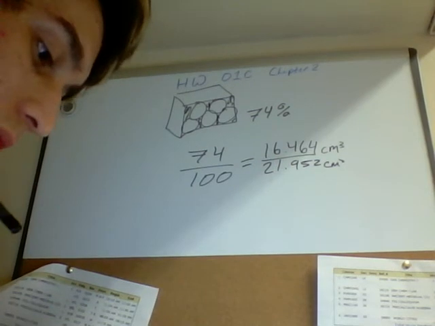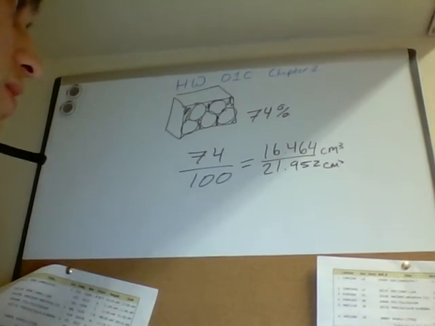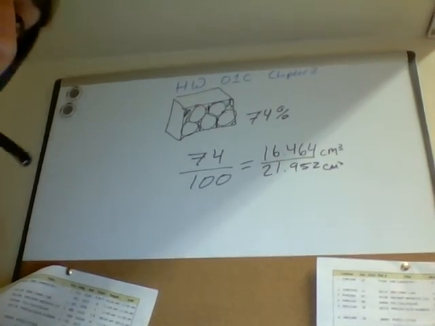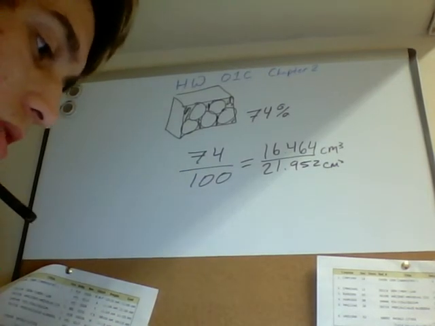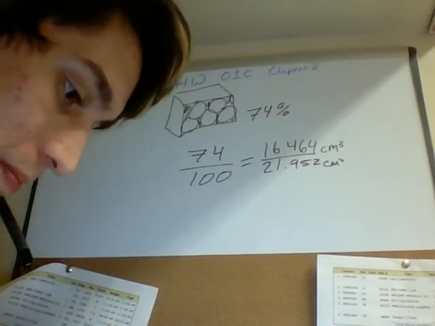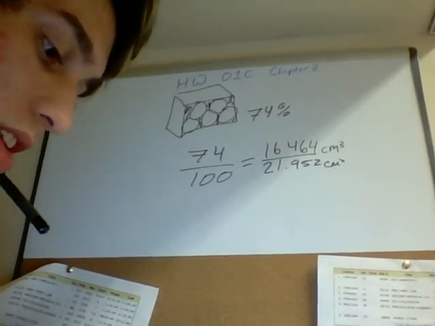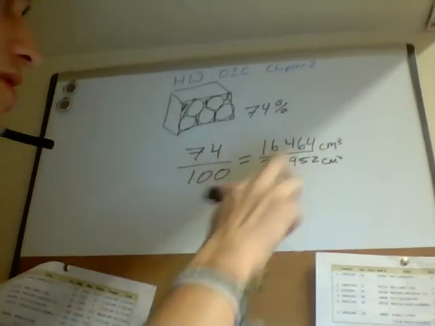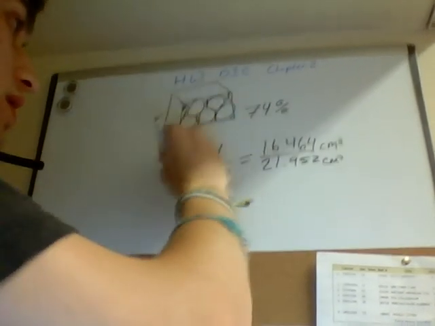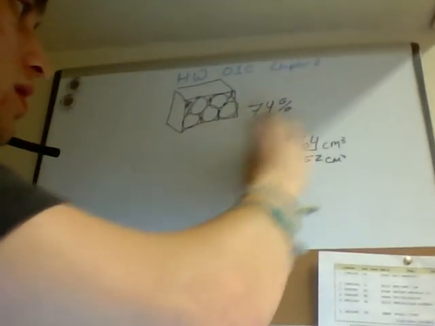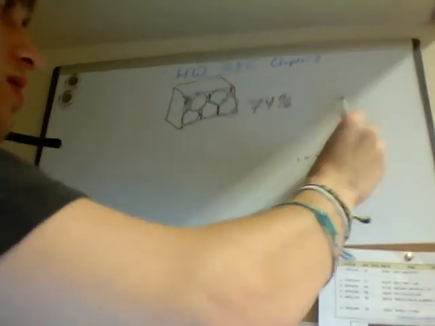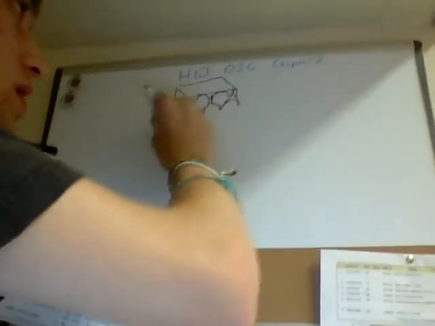The opposite of that would be 26% empty space, which you could also calculate, but you really don't need to. So now what you do is you take this number. I'll go ahead and clean this up without trying to shake this screen too much. Okay.